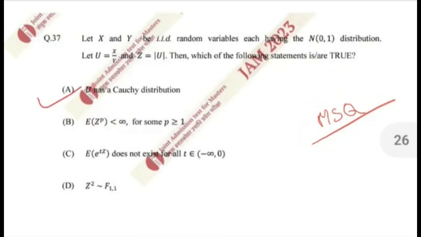So option A tells us that U has a Cauchy distribution. Option B tells us that expectation of Z to the power p exists for p greater than or equal to 1. Option C tells us that expectation of e to the power tZ does not exist for all t belonging to minus infinity to 0. And option D tells us Z square follows the F distribution with 1 degrees of freedom. Now let us see the solution part.